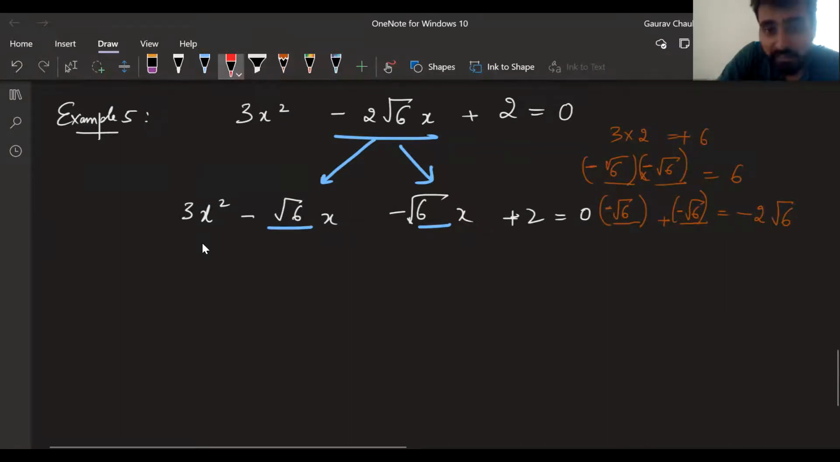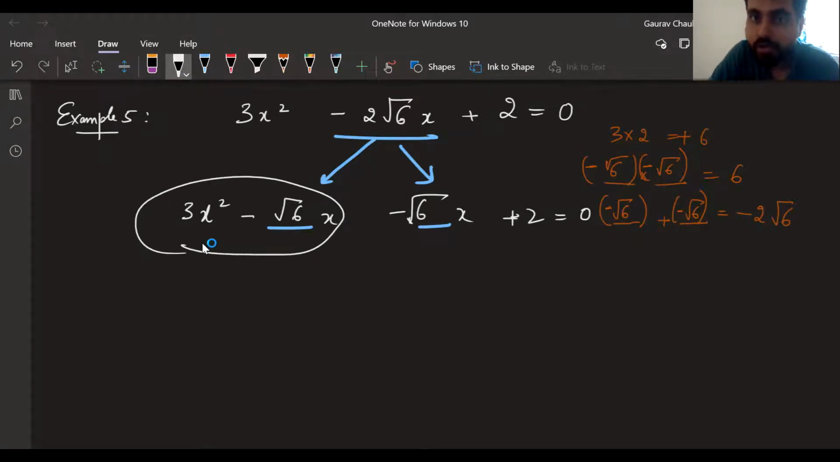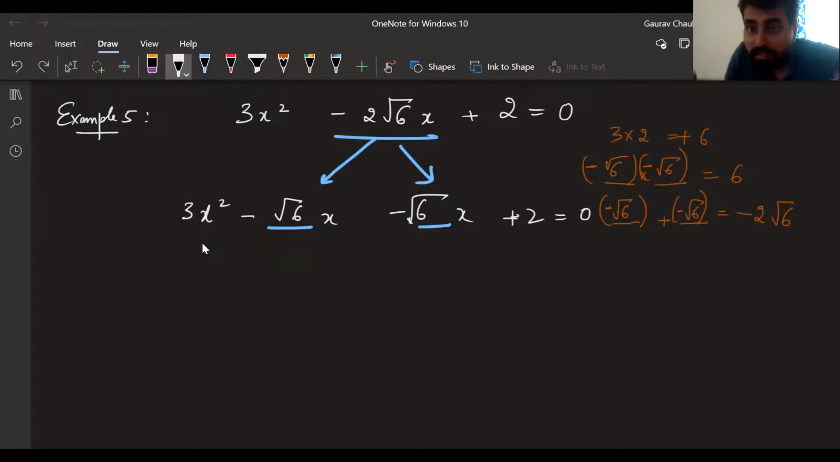Now, I have made it in a form where A into C and I have split B into something which is giving me A into C. Even if I look at this, my mind is telling me to find what can be common in these two. All we can see is probably x. Okay. 3 and root 6, what can be common? Now again, it's time for me to be a little creative.